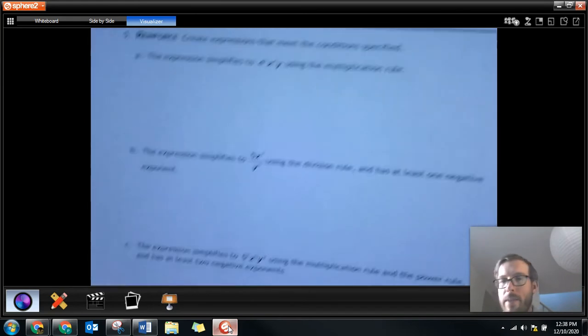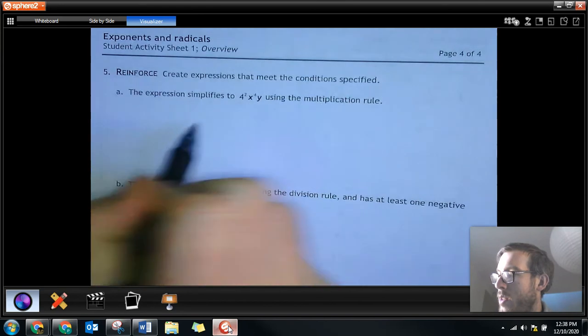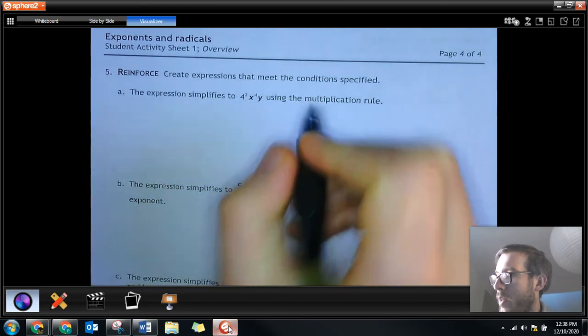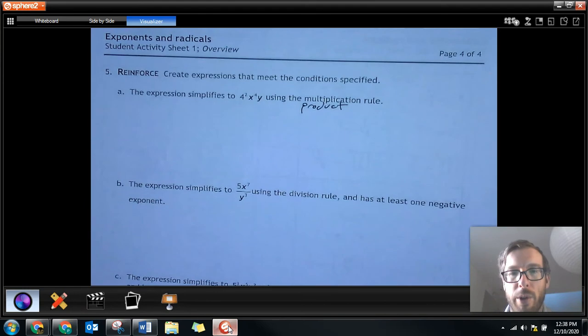Finally, number 5 is a challenge question. I just want to explain it. You'll get some extra credit if you do this and do it successfully. You're going to be creating expressions that meet these specified conditions. When you see the word multiplication rule, really we're talking about the product rule there. If you see division, we're talking about quotient. Those are just different names for them.